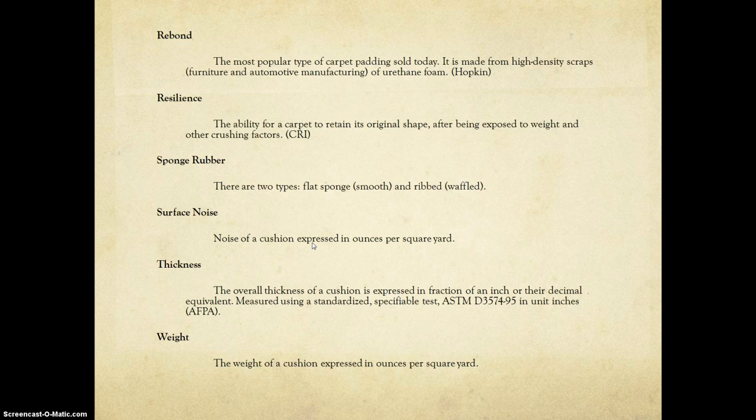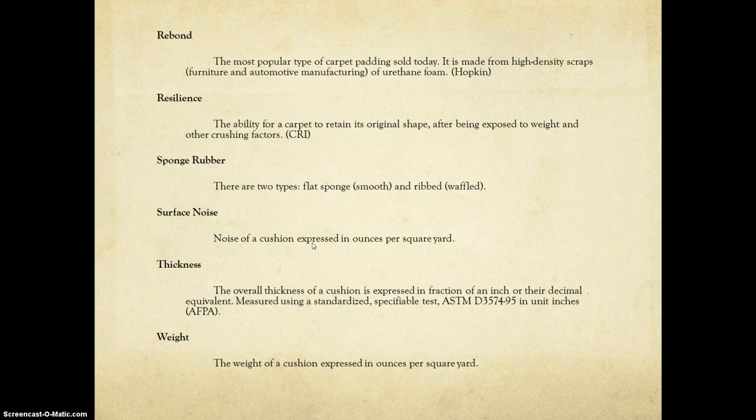Rebond, the most popular type of carpet padding sold today, is made from high-density urethane foam scraps from furniture and automotive manufacturing. Resilience: the ability of a carpet to retain its original shape after being exposed to weight and other crushing factors. Sponge rubber: there are two types, flat sponge, which is smooth, and rib sponge, which is waffled. Surface noise: noise of cushion expressed in ounces per square yard.